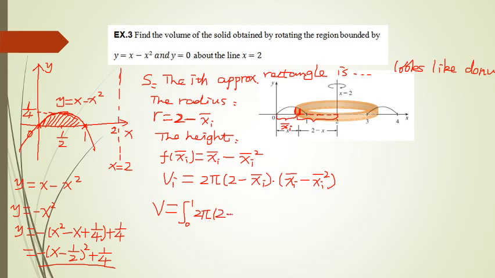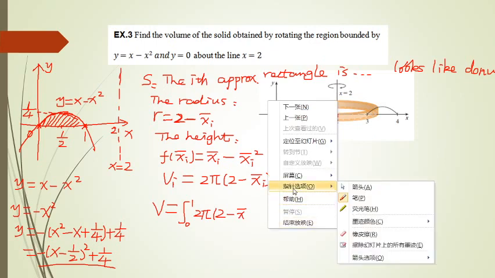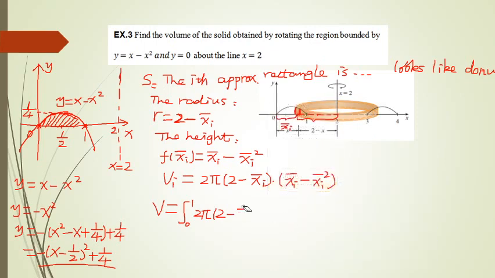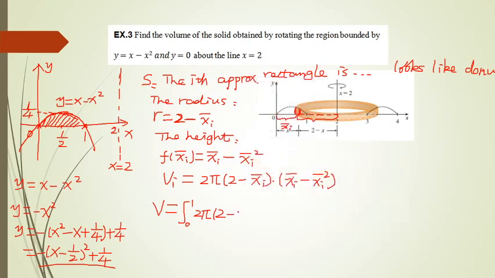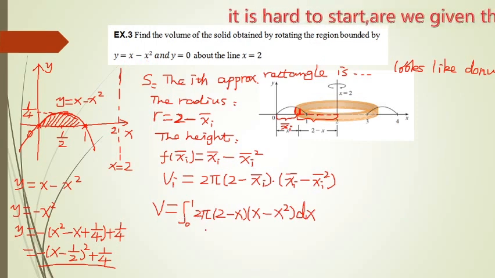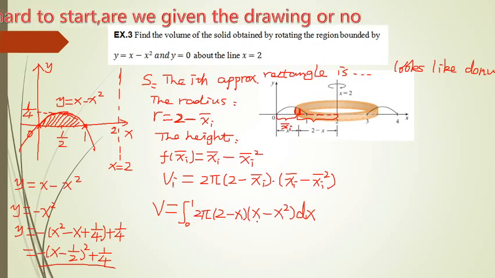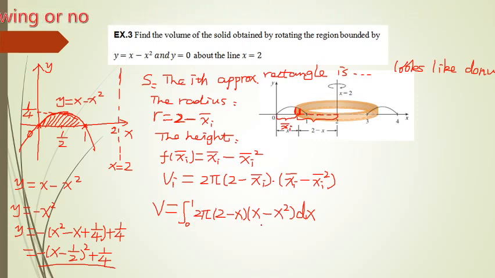Now what is my r? R is 2 minus x. Sorry, should be x, right? When we write in the definite integrals, it should be x. So it will be 2 minus x. Then what is my function f(x)? My function is x minus x squared, right? And don't forget the dx term, okay? Then we can move the 2 pi as a constant outside, and then the polynomial, okay?